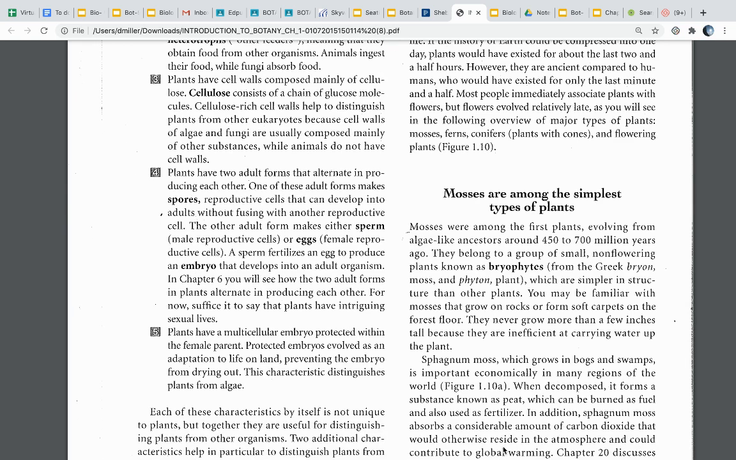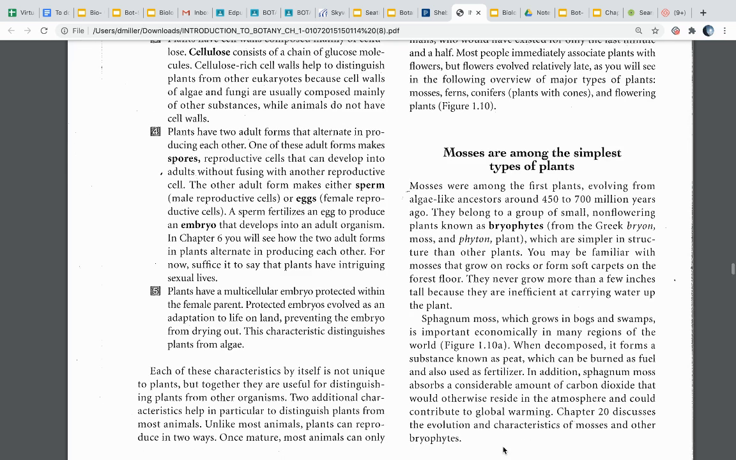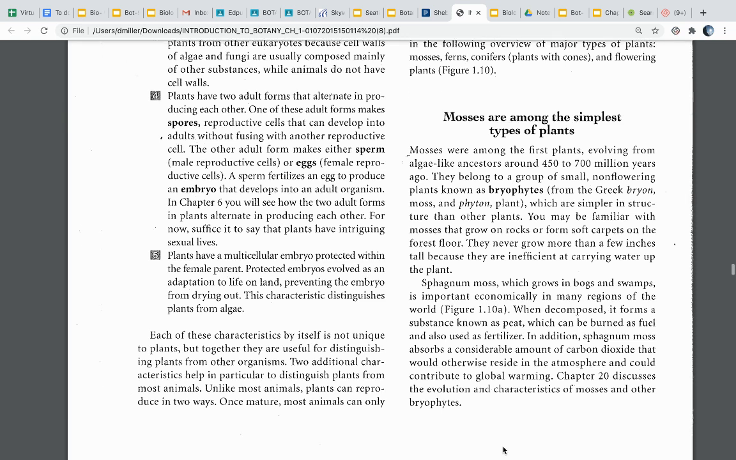Number 4. Plants have 2 adult forms that alternate in producing each other. One of these adult forms makes spores, reproductive cells that can develop into adults without fusing with another reproductive cell. The other adult form makes either sperm, male reproductive cells, or eggs, female reproductive cells. A sperm fertilizes an egg to produce an embryo that develops into an adult organism. In Chapter 6, you will see how the 2 adult forms in plants alternate in producing each other. For now, suffice it to say that plants have intriguing sexual lives.